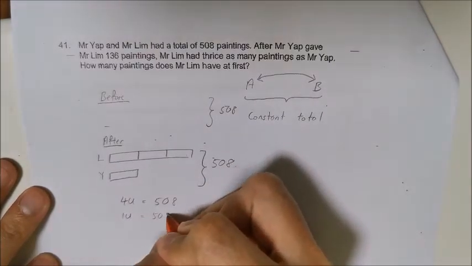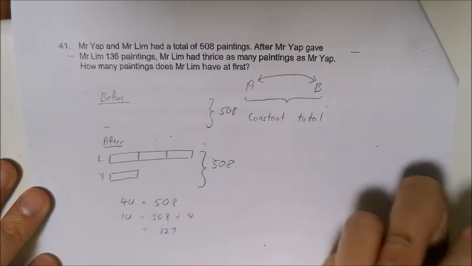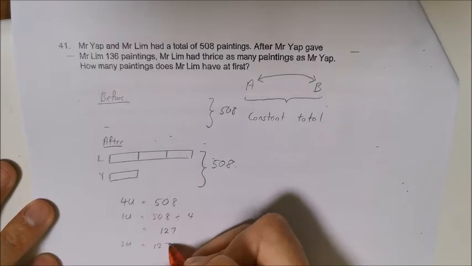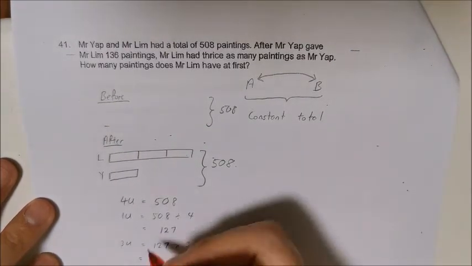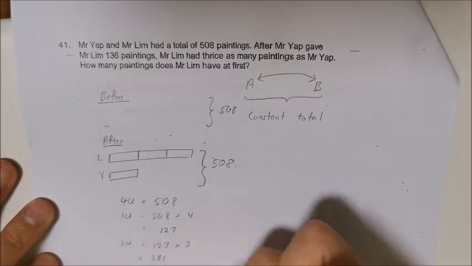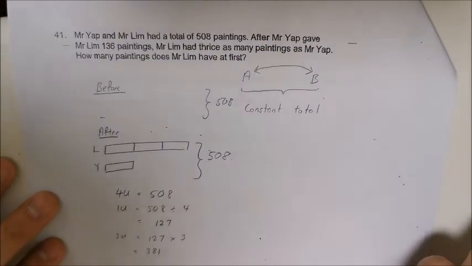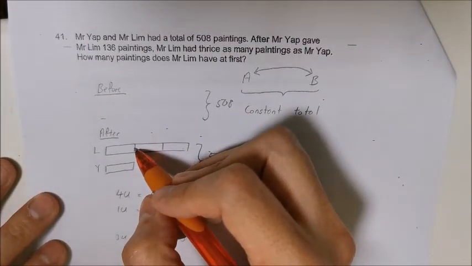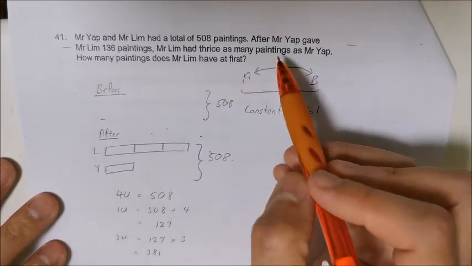So it will be 508 divided by 4. That will be 127. Okay, so Mr. Lim has 3 units, right? So 127 times 3. Okay, that will be 381. Okay, so if Mr. Lim has 381 paintings at the end, how many paintings does Mr. Lim have at first?